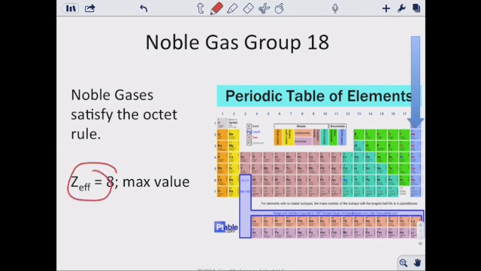And when we're looking at this, it has 8 valence electrons, and it has those 8 protons pulling on those 8 valence electrons. And this is a max value of what it can have. It has 8, so therefore it's stable. It doesn't want to react with anything else, and it doesn't want to form bonds with anything else because it already has everything that it needs.